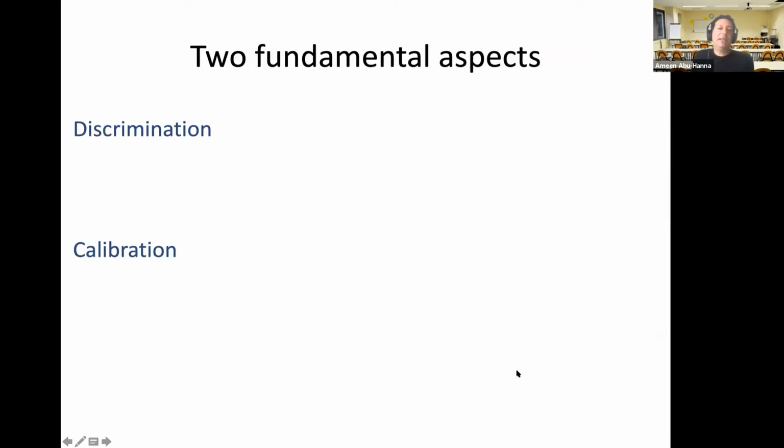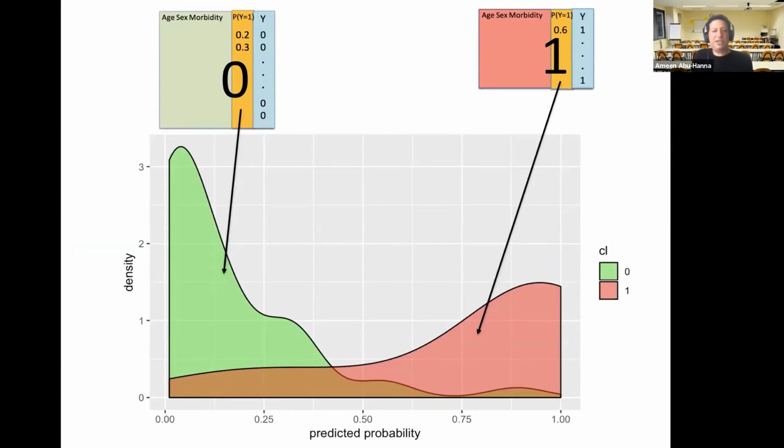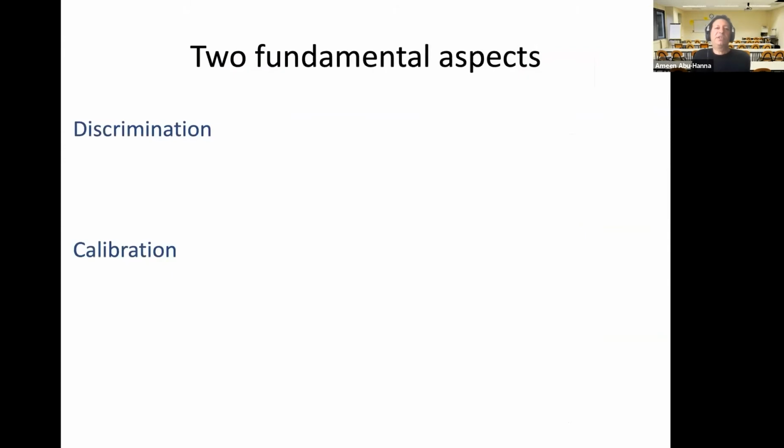And now let's talk about two fundamental aspects. So here it is, just qualitatively, just understanding what we want, just looking at this graph, and we try now to formalize things. So there are two fundamental aspects in performance measures of prediction models. One is called discrimination, and one is called calibration.